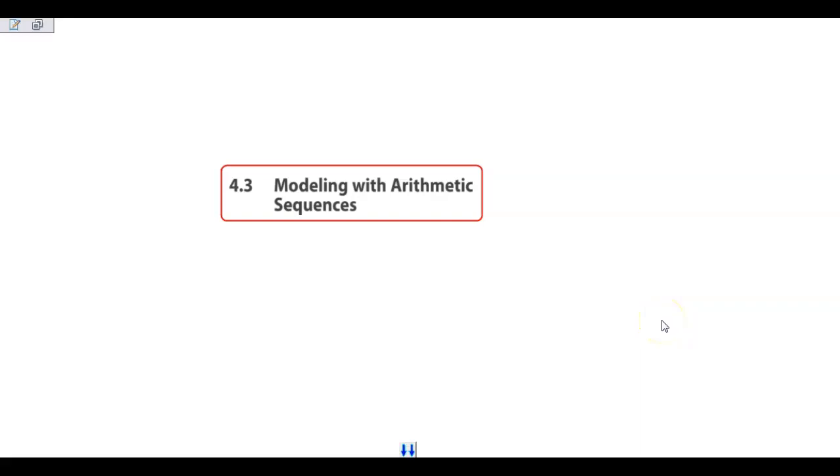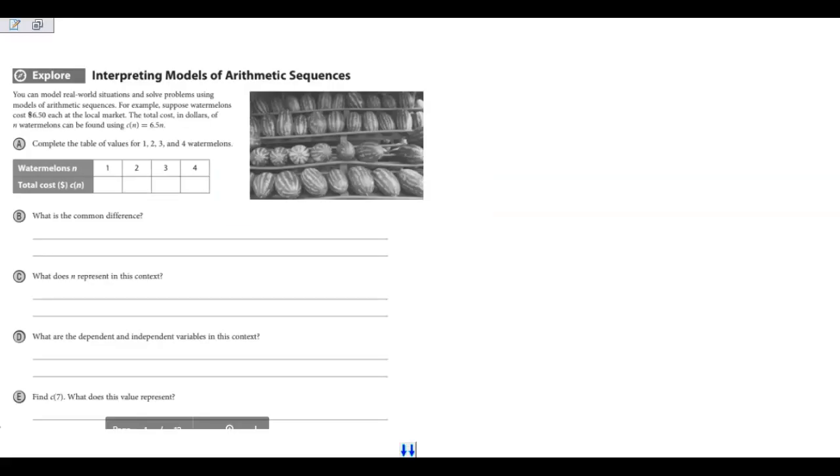Welcome back. Today we are modeling with arithmetic sequences. We have learned how to identify recursive and explicit rules. We've learned how to create explicit rules and recursive rules. And now we're going to interpret and use those rules to help us find solutions.